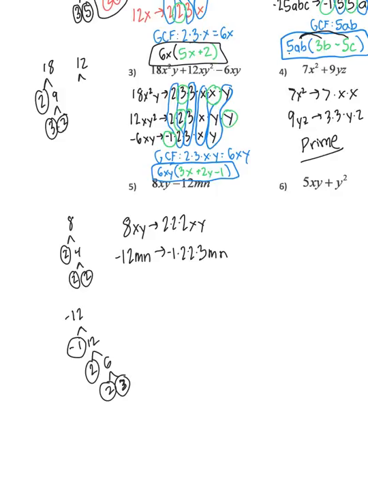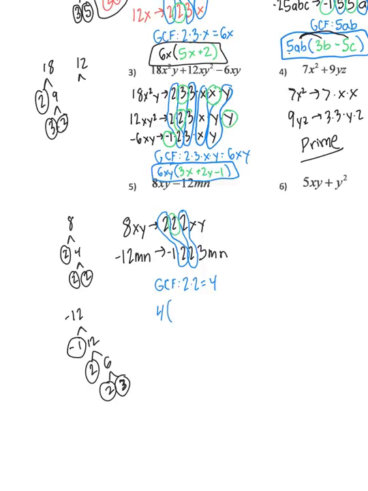Okay, my common terms here, I've got a 2 that matches up, and then I've got another 2 that matches up. And that is it. So my greatest common factor is 2 times 2, which gives me 4. So I've got a 4 on the outside.